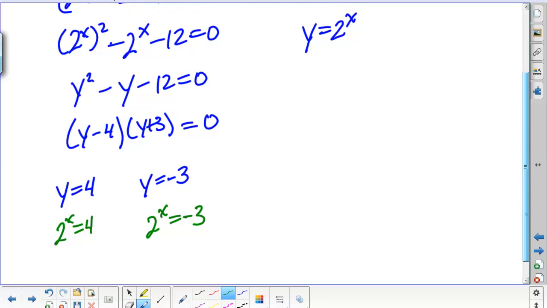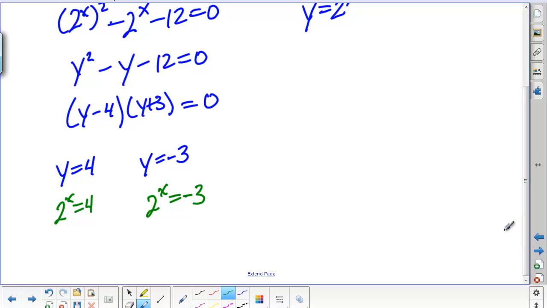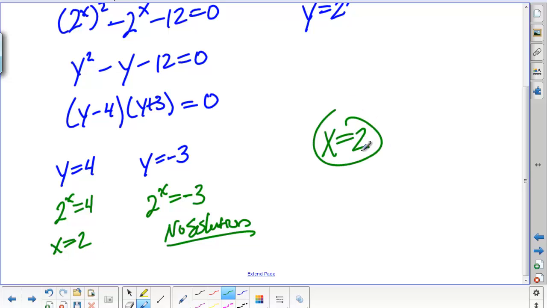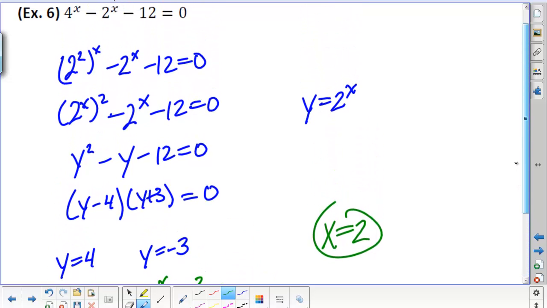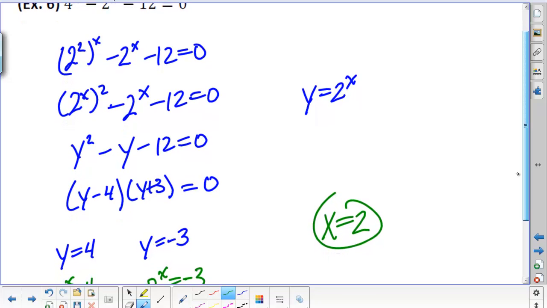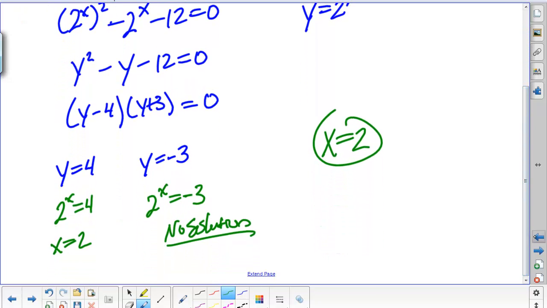Now if we try to solve those, 2 to some power is negative 3 actually doesn't work. There's no solution to that guy. Over here, 2 to what power is 4? That would be 2 to the second, right? So here we get that x is 2. It's really a weird kind of equation, doing that substitution halfway through, and then factoring and then unsubstituting, replacing the y back with 2 to the x. We get x is 2. But hopefully that makes sense.